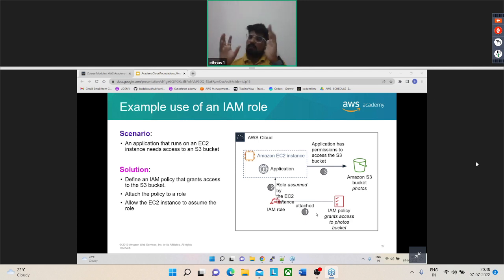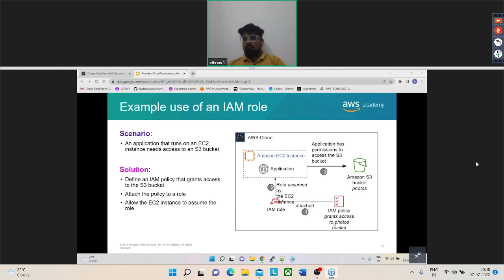IAM role. All the permissions will be defined inside your policies only. These policies are attached to the roles only, because the role will know the permissions only through the policy. So first you will create the policy, and that policy will be attached to the role, then only is a role created. Okay, the second step is attach the policy to a role.